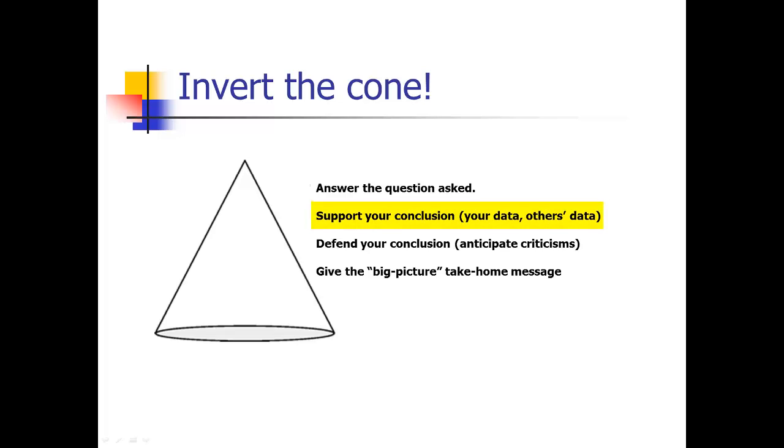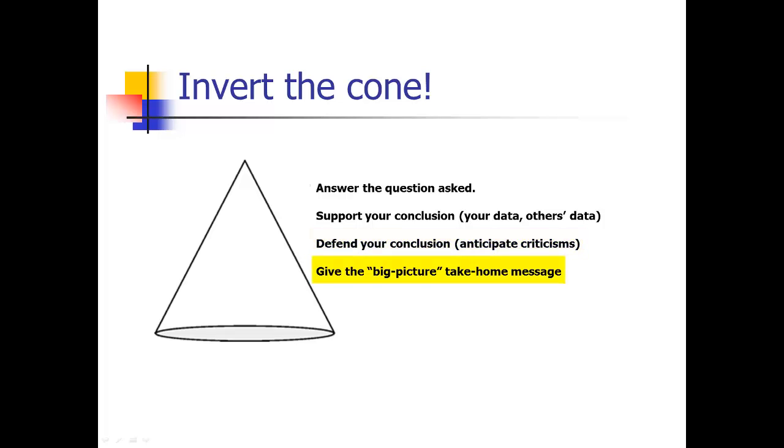Then you've given what you think the answer to that question is based on your data, then you're going to support that conclusion with your data and other people's data from the literature. So give all the lines of evidence, say how your results fit in the context of the literature. Then you're going to defend your conclusions. So this is the limitation section, the obligatory limitation section of your discussion section. You want to anticipate the criticisms that people might have, the reasons that they might disagree with your conclusions, and defend your conclusions. And then at the end, you're going to go broad.